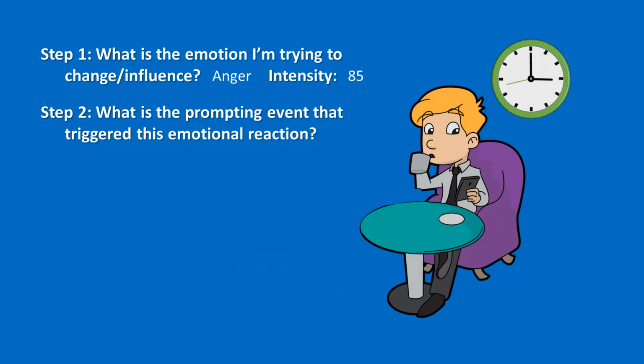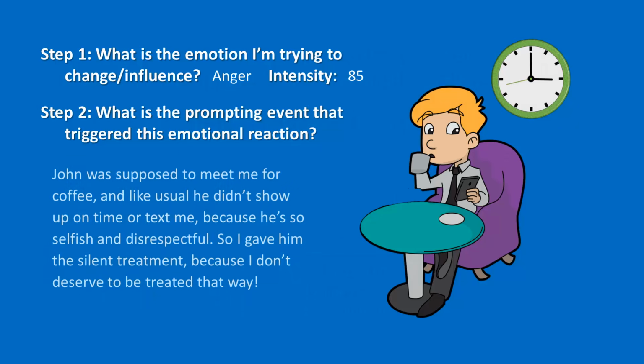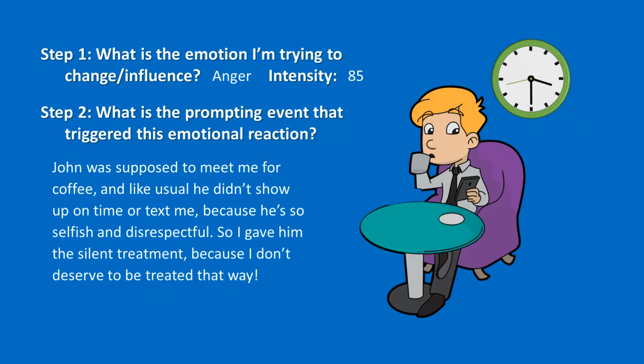So if our description is something like, John was supposed to meet me for coffee, and like usual, he didn't show up on time or text me because he's so selfish and disrespectful. So I gave him the silent treatment because I don't deserve to be treated that way. Well, just writing that down is probably going to make us start feeling angry again, or if we're still angry, it's going to make us even angrier.